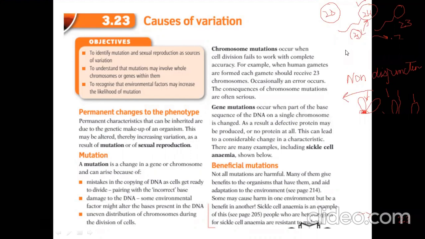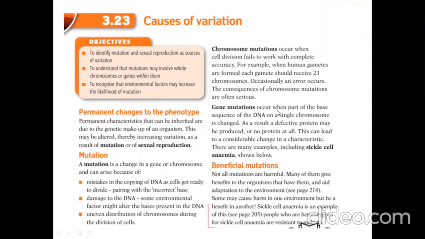Okay, now one example I just want to tell you about is gene mutation. Gene mutation is when the sequence of DNA on a single chromosome is changed. It means that when a gene changes, that is called gene mutation. Am I clear? As a result, a defective protein may be produced, or no protein at all. So that can lead to considerable change in characteristics.